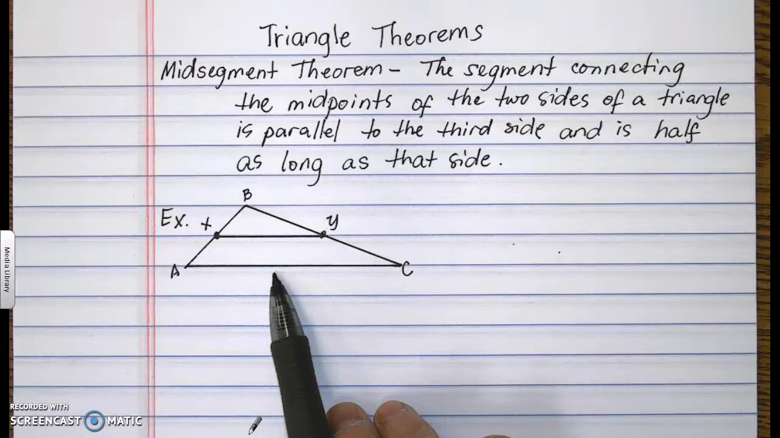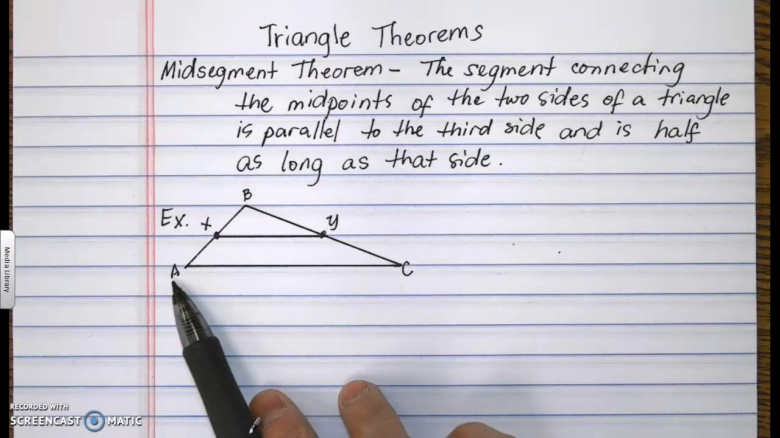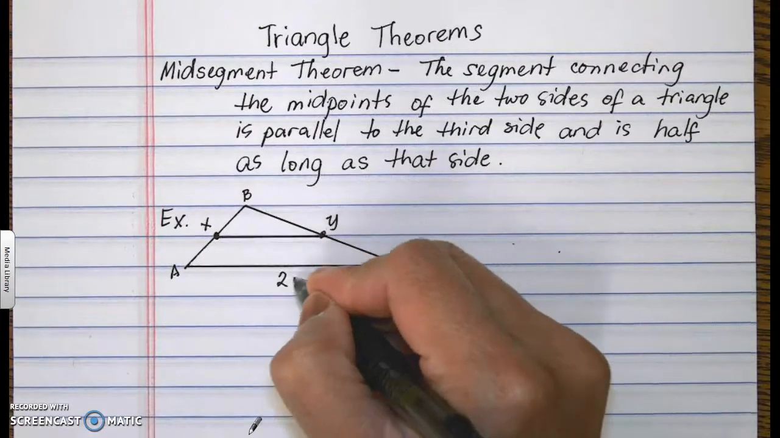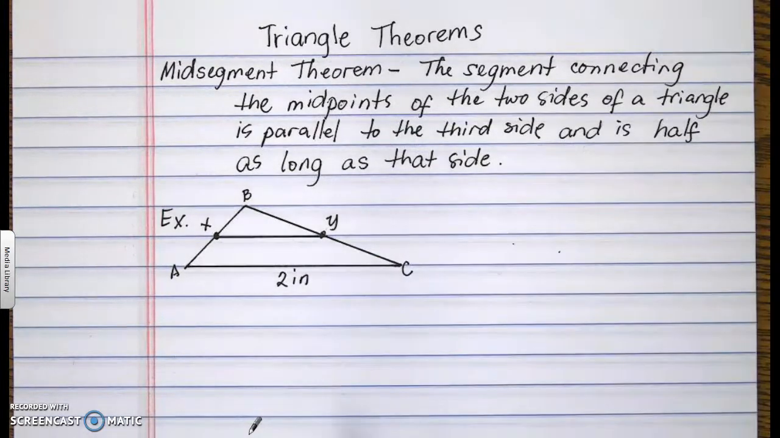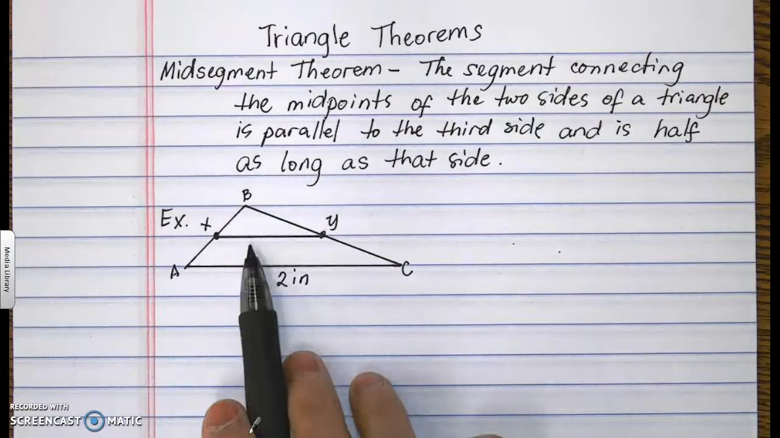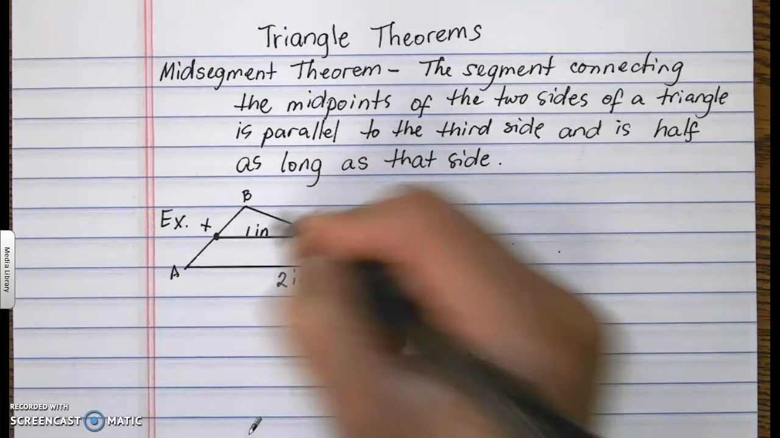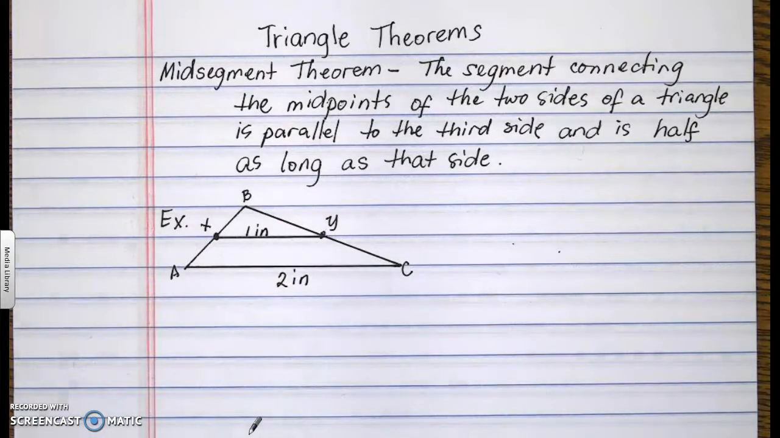So let us make up some numbers. Let's say this is 2 inches. If this is 2 inches, then it's automatic that this one is 1 inch. So that is the meaning of the mid-segment theorem.